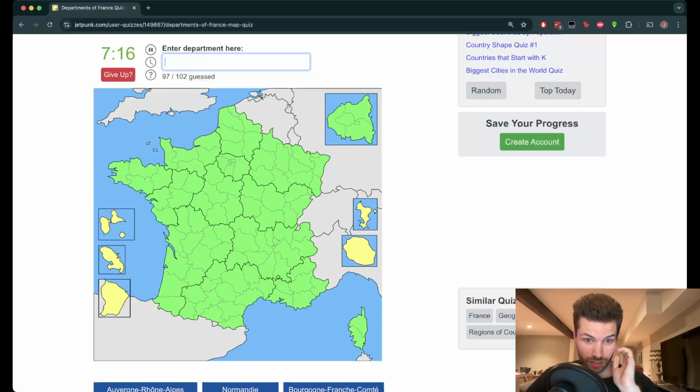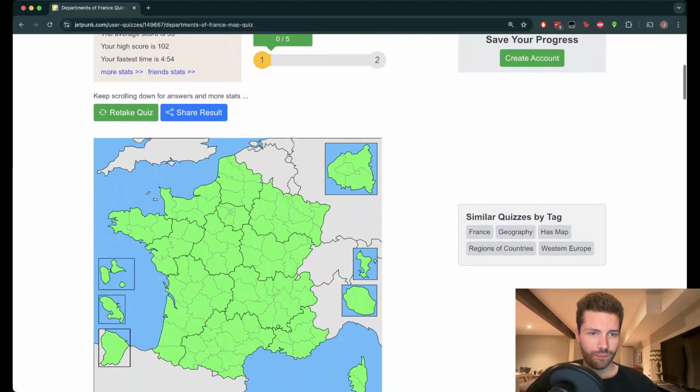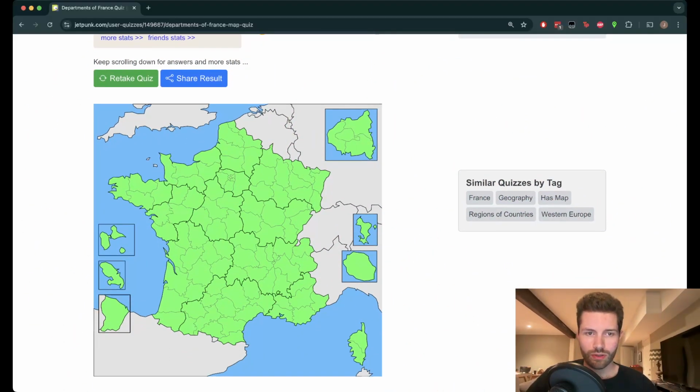And this quiz, unlike the Plonk It quiz, also includes the overseas departments, which are Mayotte, Réunion, Guadeloupe, Martinique, and Guyane. So yeah, there you go. Those are the departments of France. 97 of them if you're counting Lyon and not counting overseas, 102 if you are counting overseas. But yeah, that's the quiz.